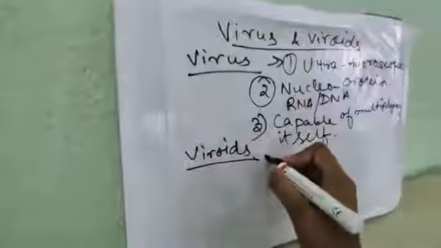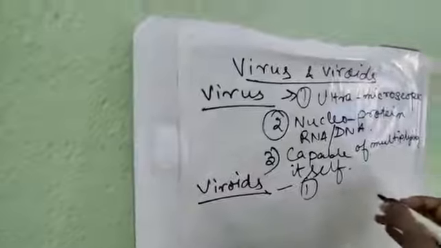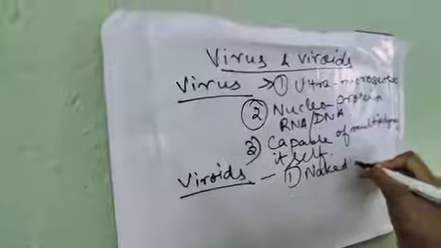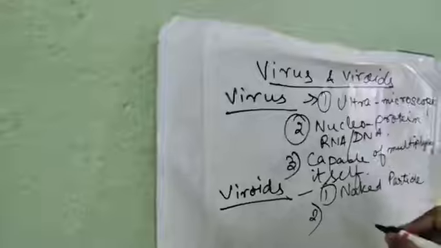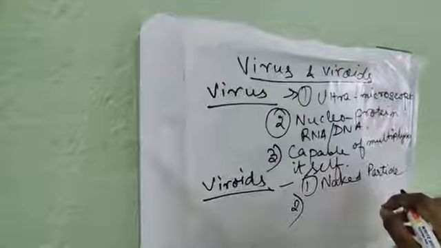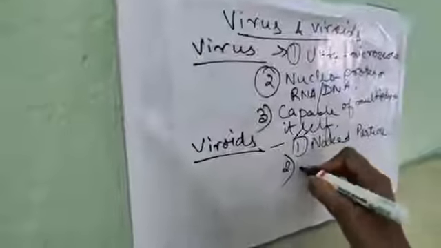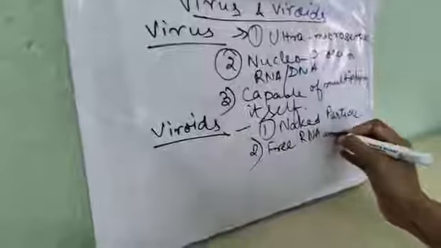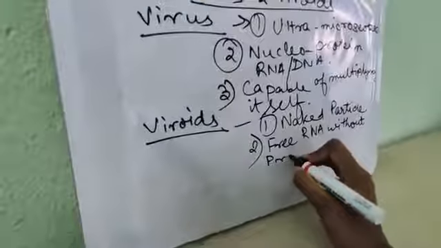Now we will see about viroids. Viroids, what are the points? Number 1, it is a naked particle. That means it is without a covering, it doesn't have a covering. Number 2, it is made up of free ribonucleic acid in which protein coats are absent. That means it is made up of free RNA without protein coats.